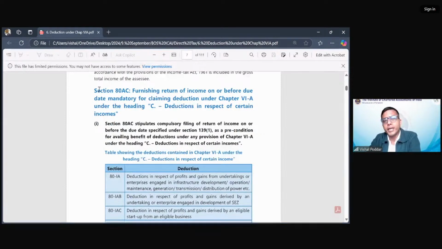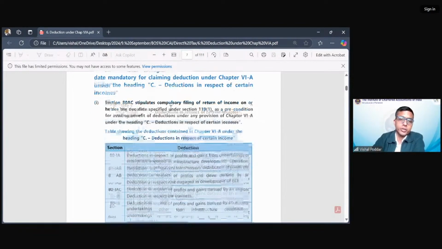Again, new section added 80AC, what it says? Furnishing return of income on or before due date is mandatory for claiming deduction under Chapter 6A heading C. So again, for these businesses which are falling in Chapter 6A heading C, if you want to claim the deduction, you have to file the return within the timeline. If you are either not filing the return or your return filed is after the timeline, that is after the due date, you will not get deduction.